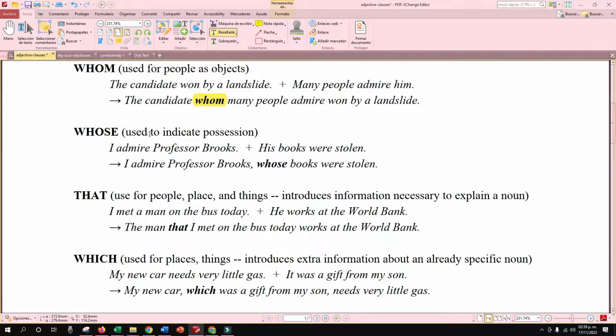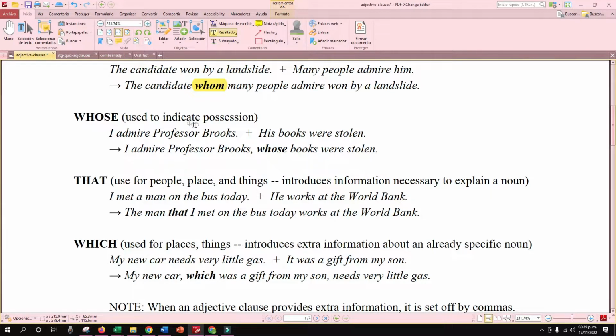Also whose, used to indicate possession, right? So, I admire Professor Brooks. His books were stolen. Look at this one. Whose? Who is the owner of the books? In this case, Professor Brooks. So, I admire Professor Brooks, whose books were stolen. So you are making here an adjective clause, and that is the dependent clause, right?